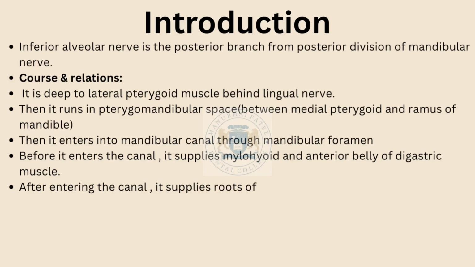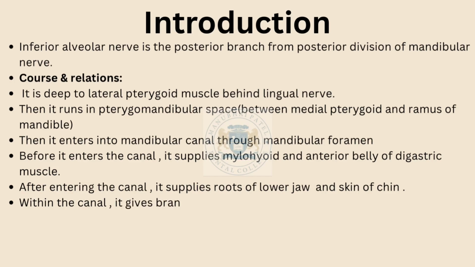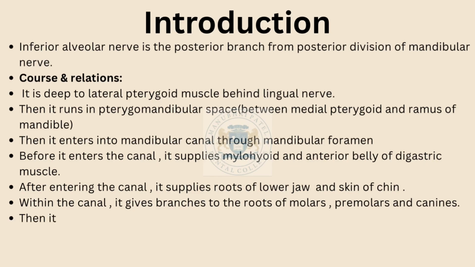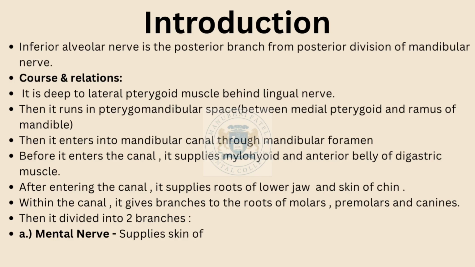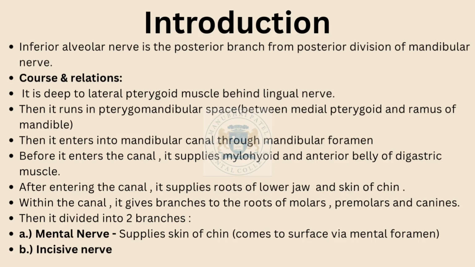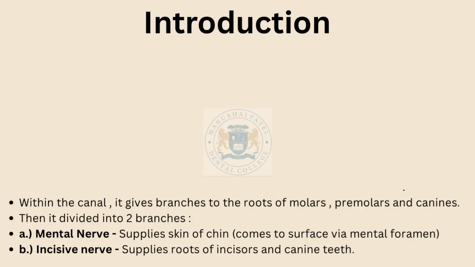After entering the canal, it supplies the roots of the lower jaw and the skin of the chin. Within the canal, it gives branches to the roots of molars, premolars and canines. Then it divides into two branches. A. Mental nerve supplies the skin of the chin, and comes to the surface via the mental foramen. B. Incisive nerve supplies the roots of incisors and canine teeth.